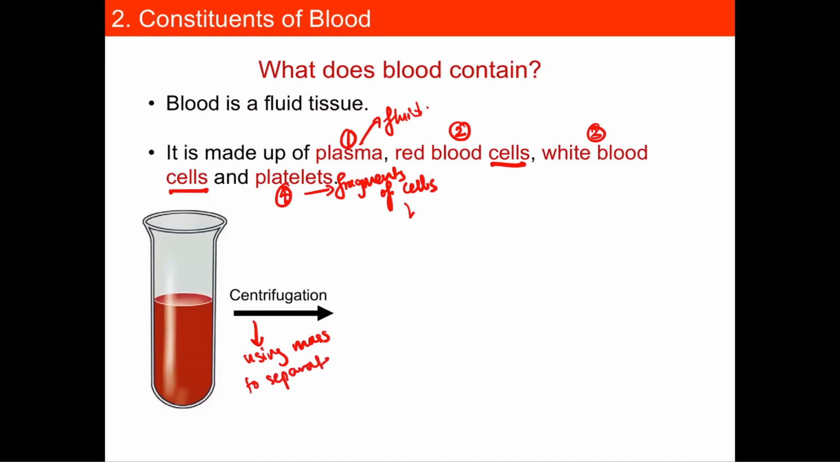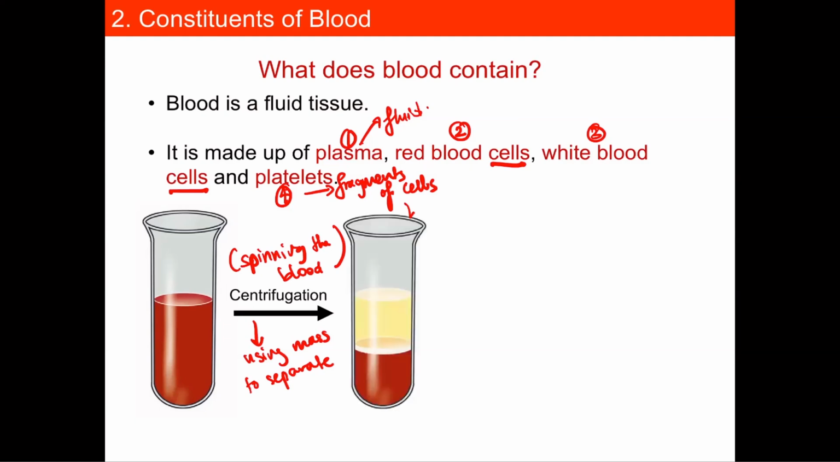So the centrifugation process involves spinning the blood in a machine, right? And when it spins the blood, there are forces acting on the blood that pull the heavier part of your blood to the bottom of the test tube, while the lighter parts of your blood are left at the top, right? So what you are going to get here is something like this, after the centrifugation process.